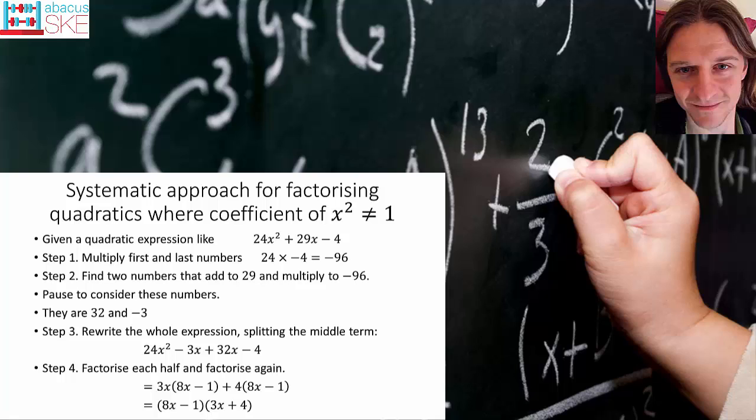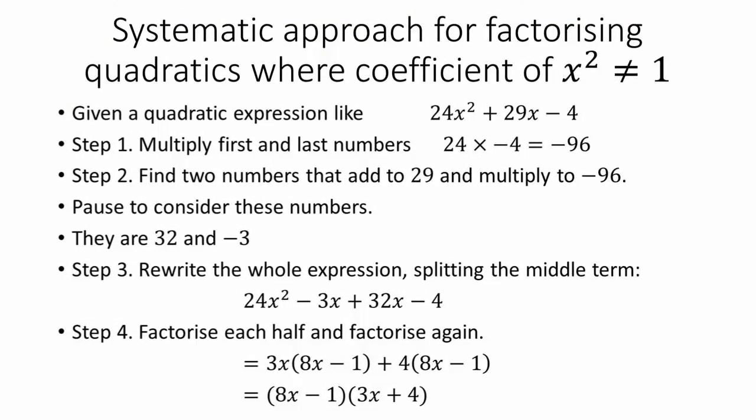I think it's particularly useful if the coefficient of x squared isn't a prime number, because then you've got lots and lots of options for what those coefficients before x in the brackets could be. So, 24x squared plus 29x minus 4 is a very tricky one to factorise. You could be there a long time trying without the systematic approach. So the systematic approach could make this quicker.